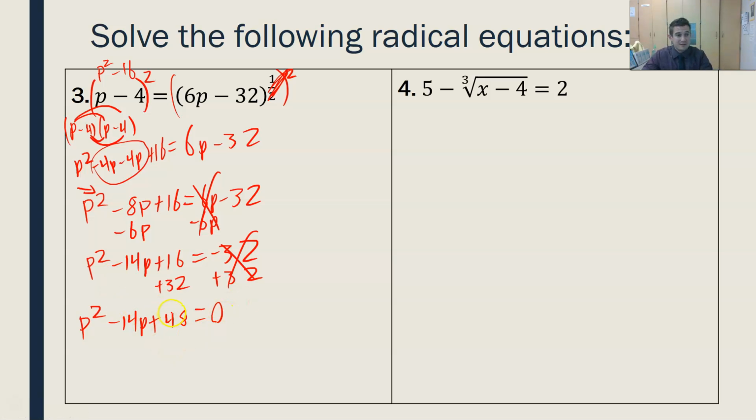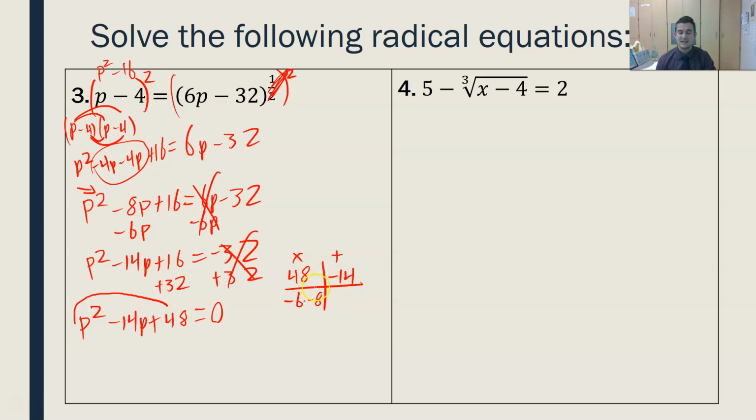Okay, in order to solve this, I'm going to need to factor or use the quadratic formula. I think factoring would probably be the easiest in this case. So I multiply the first and the last numbers, which is 48. I'm going to find two numbers that multiply to make 48 and add up to negative 14. You can pause this and find those numbers. I'm going to save us some time in this video here.